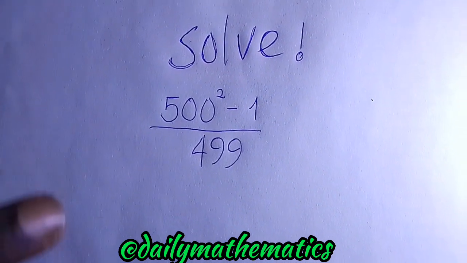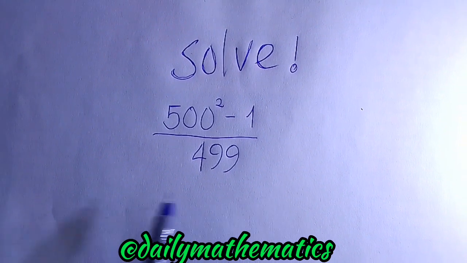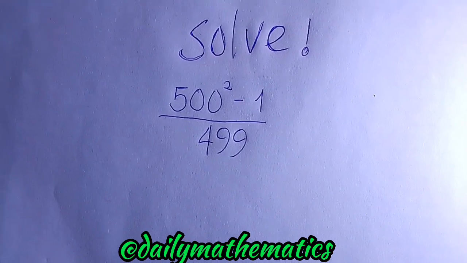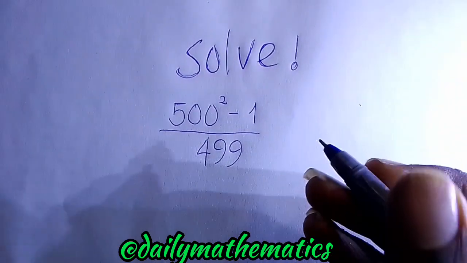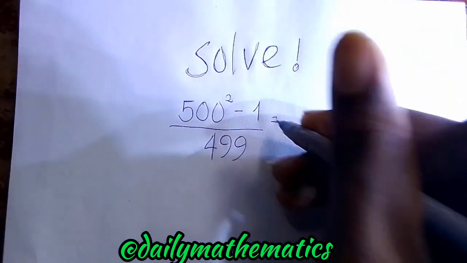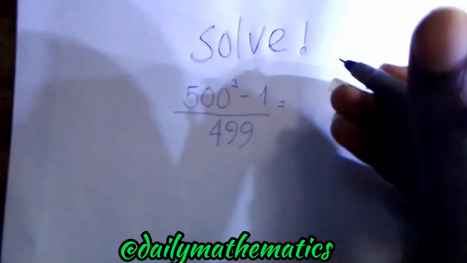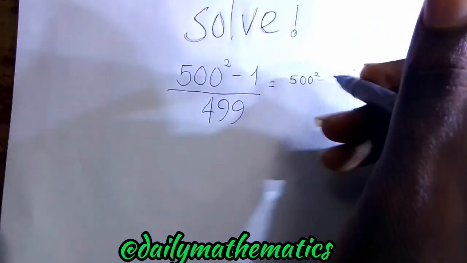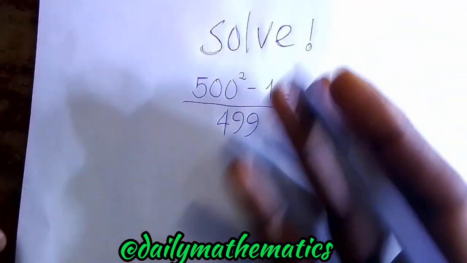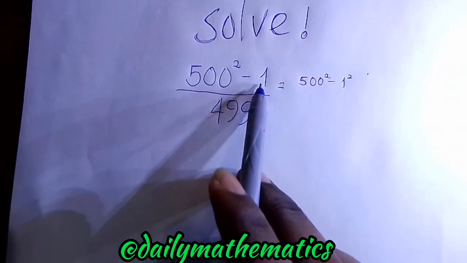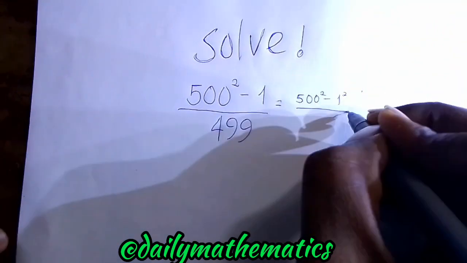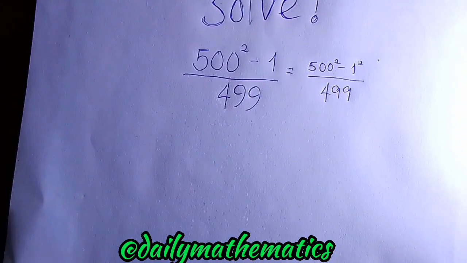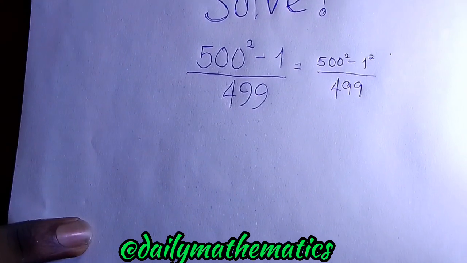So we have a question here: 500 squared minus 1 over 499. How do we solve this question? So the first thing we're going to do is to use the difference of two squares. Difference of two squares. So we have 500 squared minus 1 squared. Why? Because 1 squared is still equal to 1, over 499.